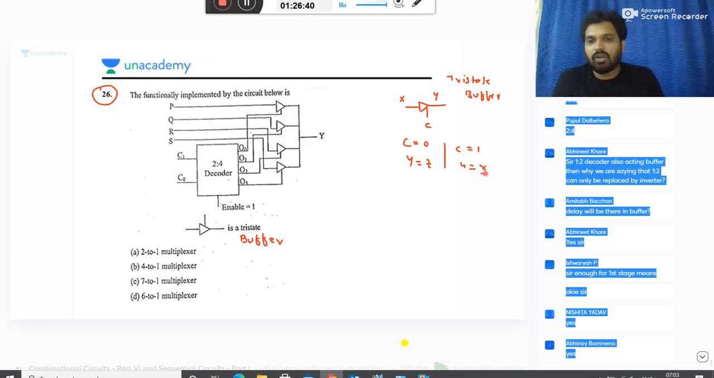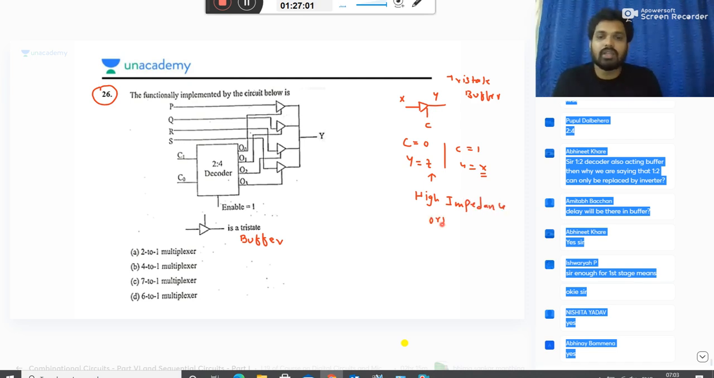Your X can be 0 or 1, not 2 states. Whatever you have in the X, that can come in the output. X is 0, output can be 0. X is 1, output can be 1. Another possibility is Z. What is Z? It is called high impedance.